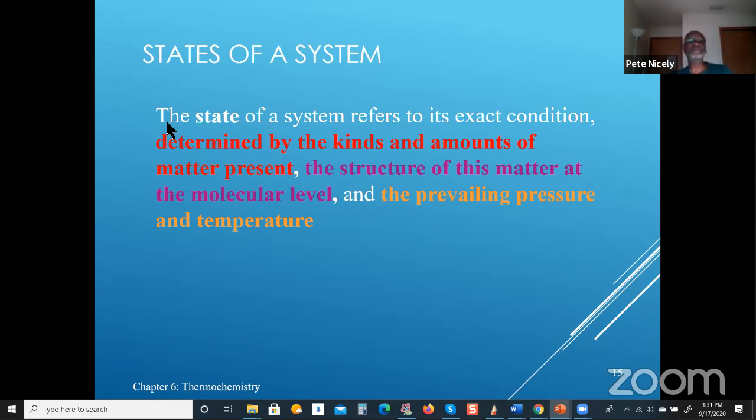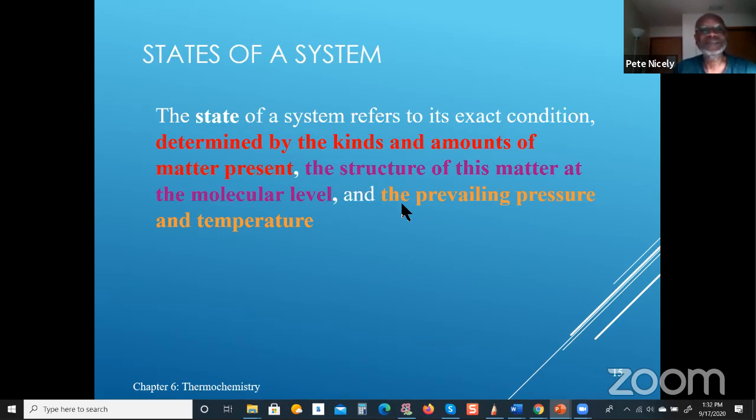As you can see from this definition, the state of a system refers to its exact condition determined by the kinds and amounts of matter present, the structure of this matter at the molecular level, and the prevailing pressure and temperature. So basically, the state of a system is referring to more than just whether or not we're dealing with a solid, liquid, or gas. It is determined by a lot of other things, including the amounts of substance present, the type of structure at the molecular level, and of course, conditions such as pressure and temperature.